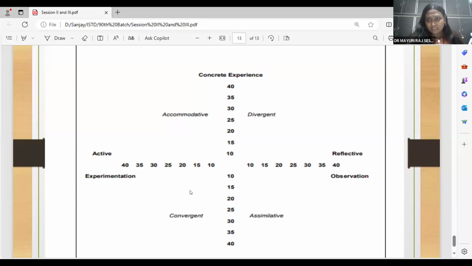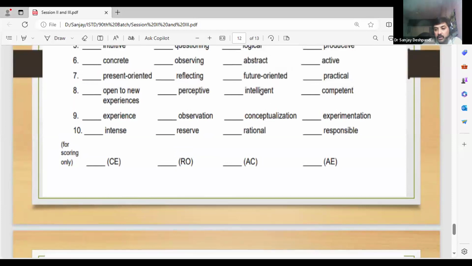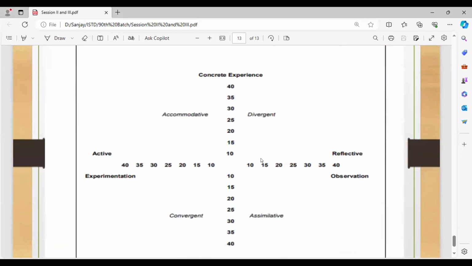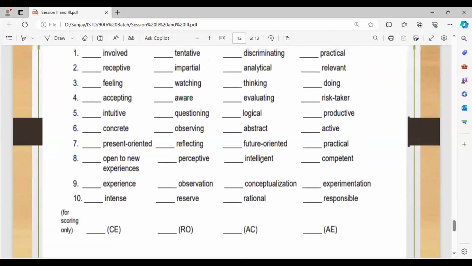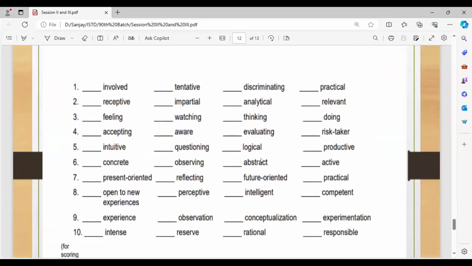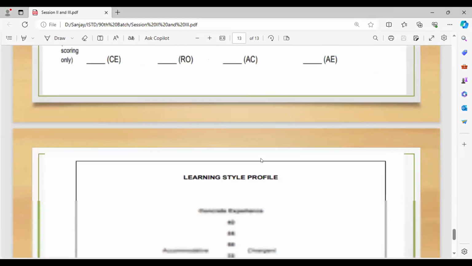So what is AC? I'll explain in a short while. Accommodative and convergent. Here it is not seen. AC is not visible. AC is here for your information, third row, third column. Could you please just scroll up fully, so that I can see it from 1 to 10? Yes, thank you so much.